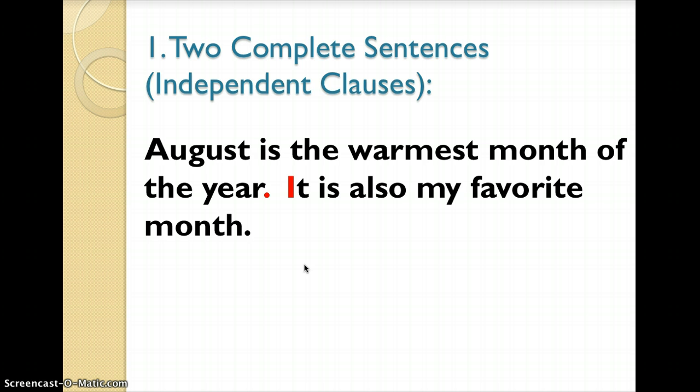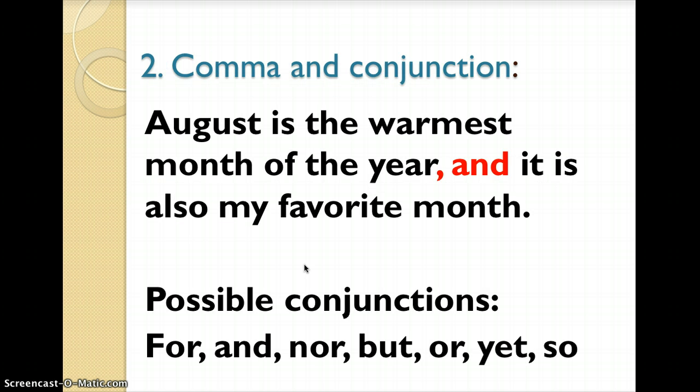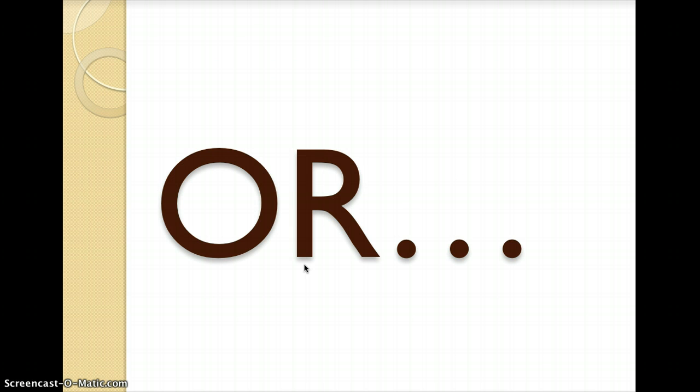The first one is 2 complete sentences, which are independent clauses. August is the warmest month of the year, period, capital I. It is also my favorite month. The next way is with a comma and a conjunction. August is the warmest month of the year, comma, conjunction, and it is also my favorite month. So there are possible conjunctions for this purpose. So those are the FANBOYS: for, and, nor, but, or, yet, and so. They are called coordinating conjunctions.